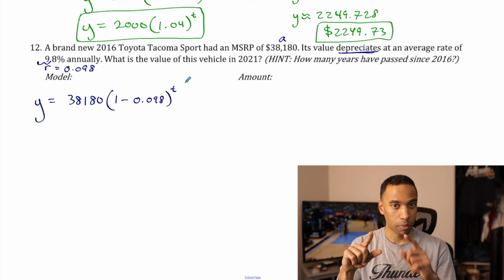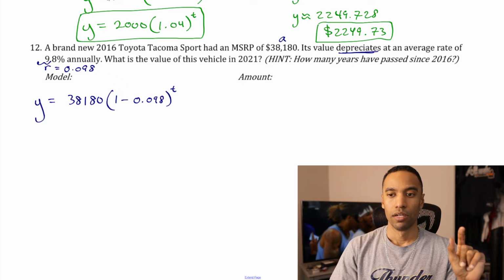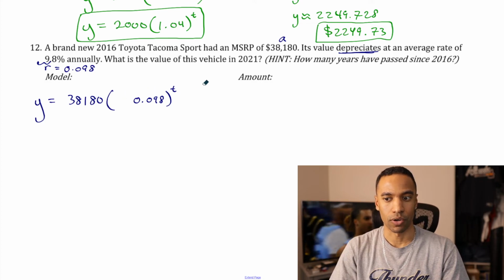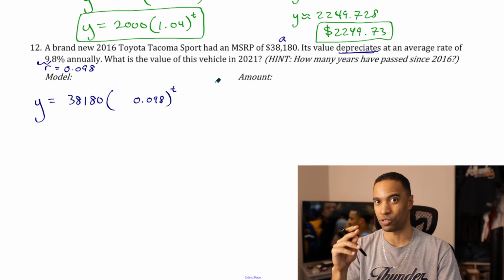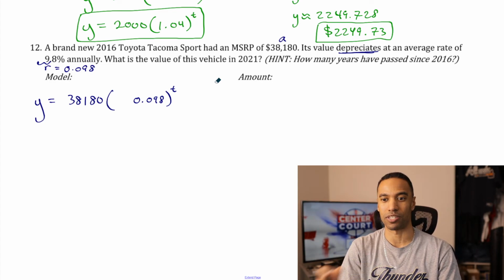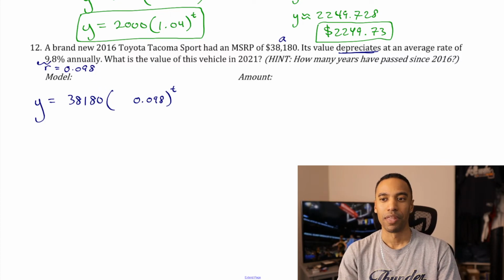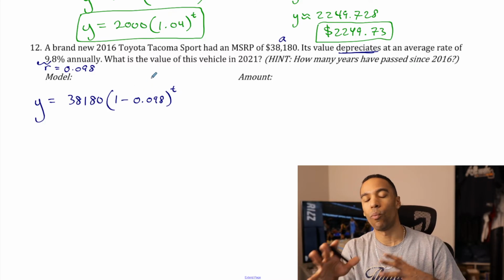A couple mistakes people make, or a couple things I want to point out to my students. Number one, you need the 1, right? We're not just going to have 0.098. That's taking 9.8% of your number. That Toyota Tacoma is losing value really fast. This would become a $4,000 car or whatever after a year. No, that's not what's happening. We are decaying. We are taking away from 100%.